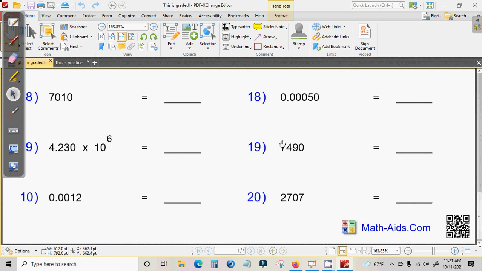Again, you can type those into an email. You can write them on paper and then take a picture of it and email it to me. And then you would have it.